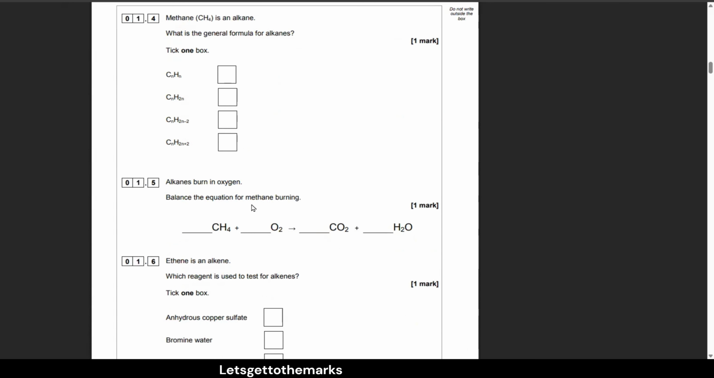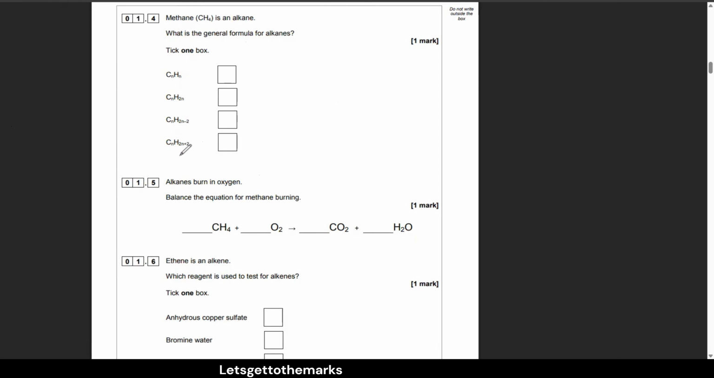Okay, zinging down to question 1.4. Methane, CH4, is an alkane. What is the general formula for alkanes? So you've got to tick one box. So is the formula CnHn, CnH2n, CnH2n minus 2, CnH2n plus 2? So you need to know this off by heart. So if you don't know it, you're going to want to make a note. Now I'm going to tell you the answer and then go through the explanation.